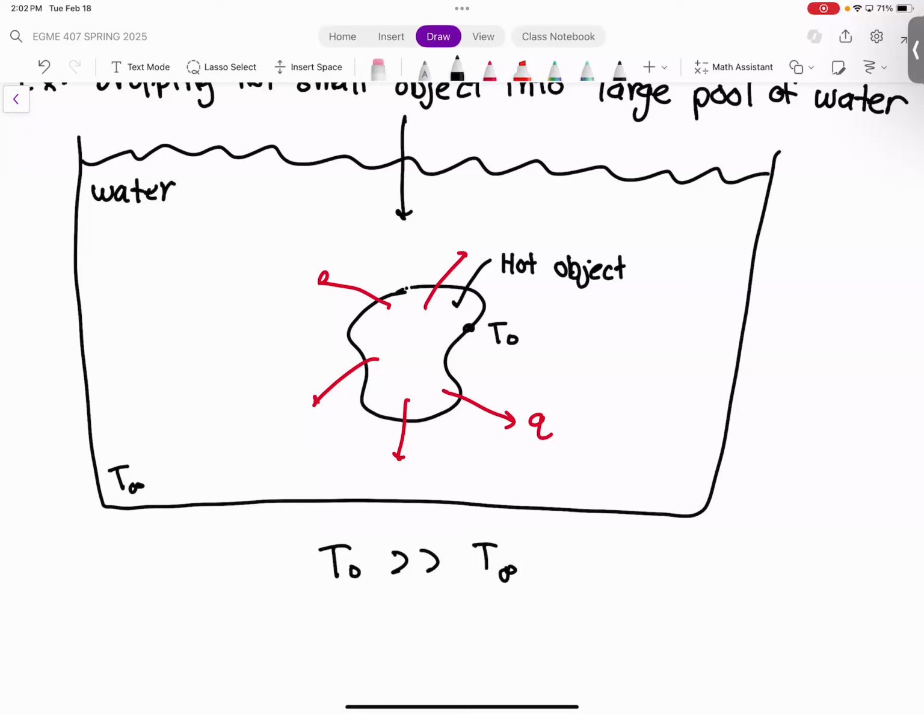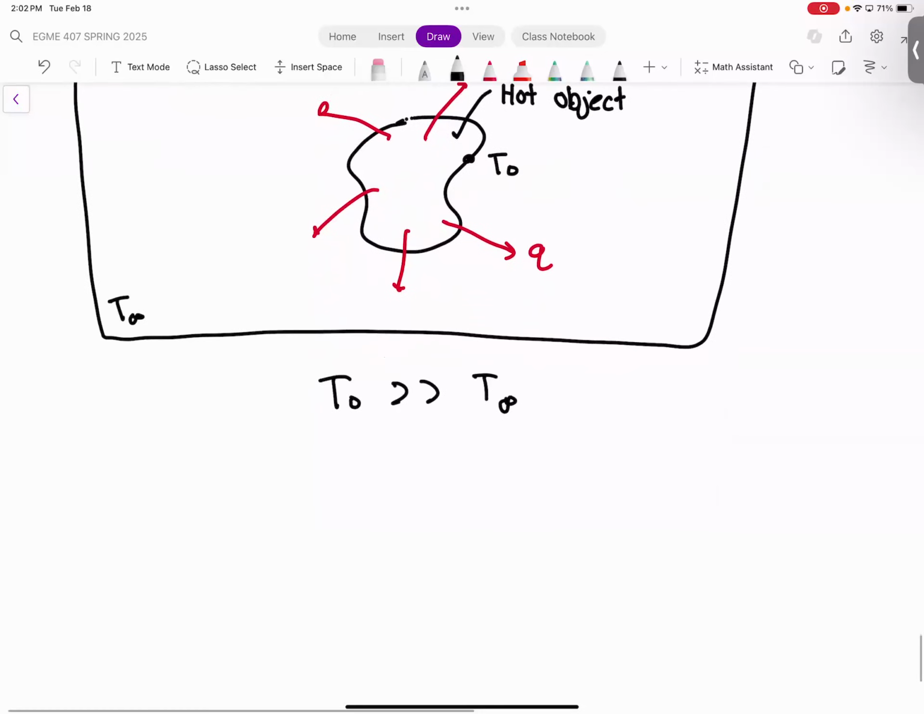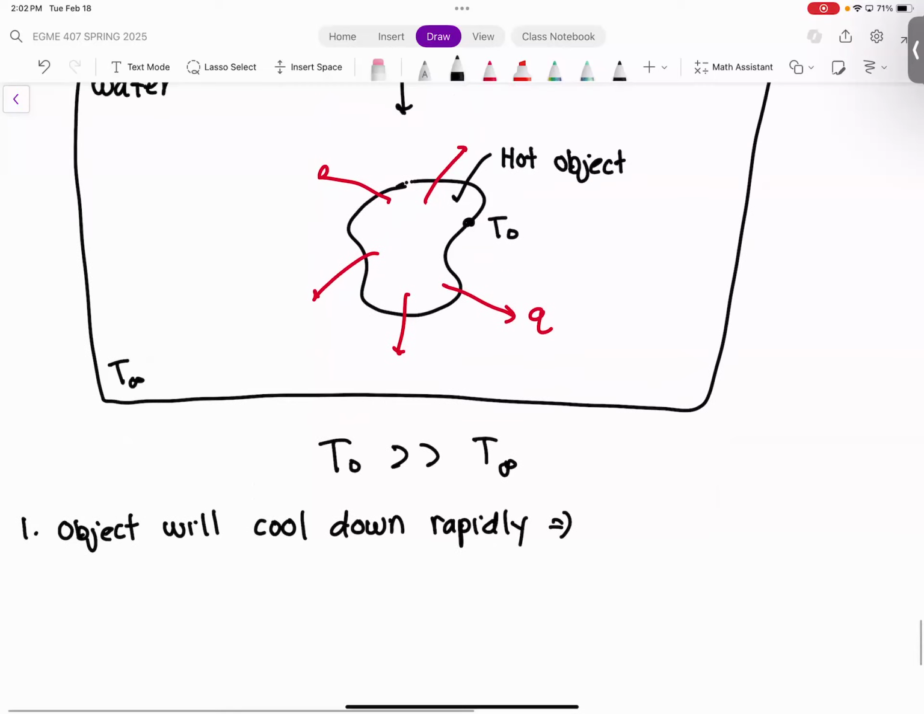And then as heat escapes from the object, two things are going to happen, right? Just take yourself away from the math for a second. If you drop a hot object into a big pool of water, what do you expect to happen? The number one thing you expect is that the object is going to cool down. And if the temperature difference is pretty big, the object is going to cool down fairly rapidly. In other words, the temperature of the object T_O will drop pretty quickly.